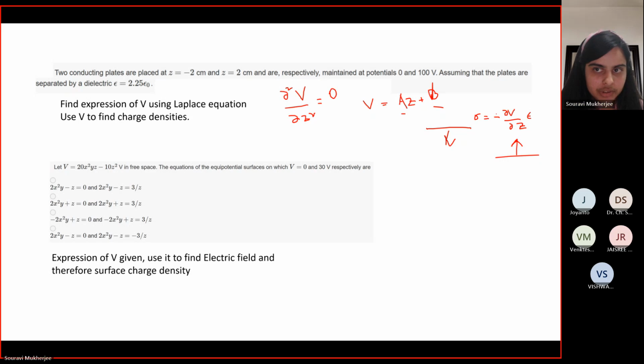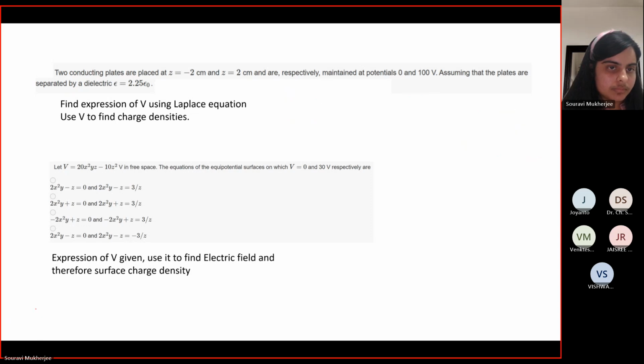This is the electric field. So that will have a minus Z direction, which will result in a plus sign here. So basically what you have to do is del V del Z into epsilon, right? Which is nothing but 2.25 into epsilon naught into your A, right? If you do del V del Z, you get A. So that is your charge density on the top plate. Similarly, you can do the charge density on the bottom plate. There you will have the same value, but with a minus sign because then the normal component is along the plus Z direction.